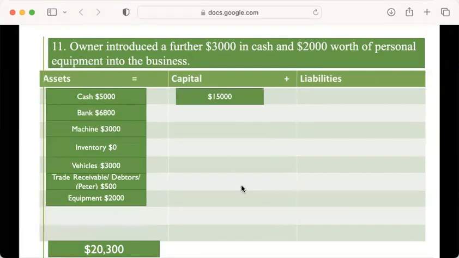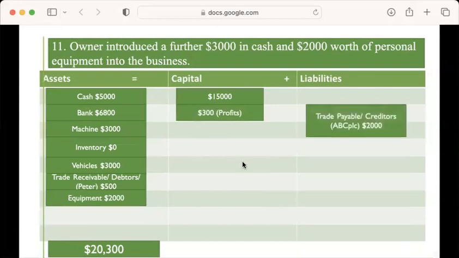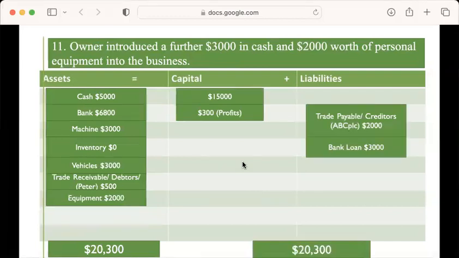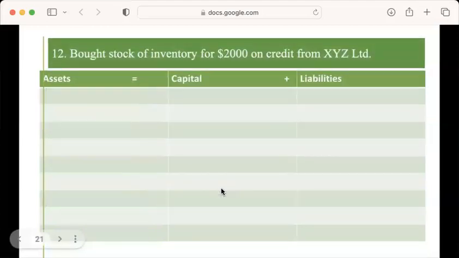So earlier the owner's capital was 10,000, but now he invests another 5,000 in two forms: cash 3,000 and personal equipment of his he gives into the business, 2,000. So altogether he gives an extra 5,000. So his capital becomes 15,000, and the profit we still owe him 300, and we still owe ABC PLC £2,000, and bank we owe £3,000. Altogether, the total of assets and total of liabilities is 20,300.